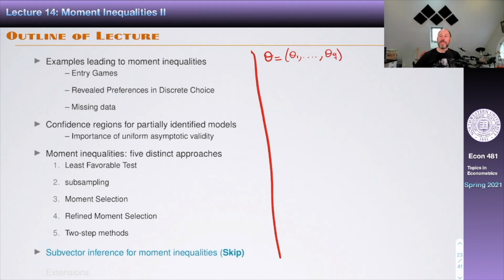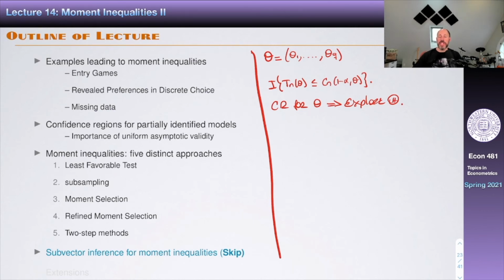Everything we said was about a test that was going to take the form T_n(theta) less than or equal to a critical value at 1 minus alpha, and it depends on theta as well. And if we want a confidence set or confidence region for theta, we need to explore the parameter space for theta, capital Theta.